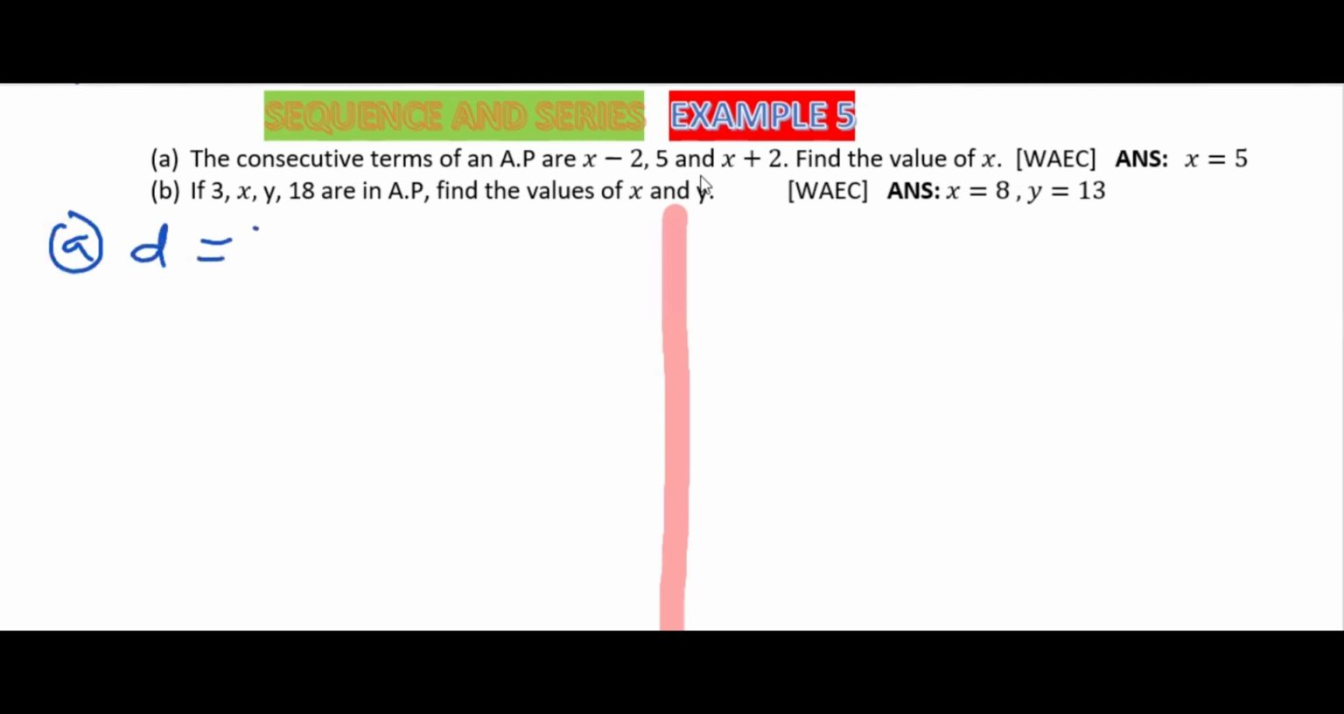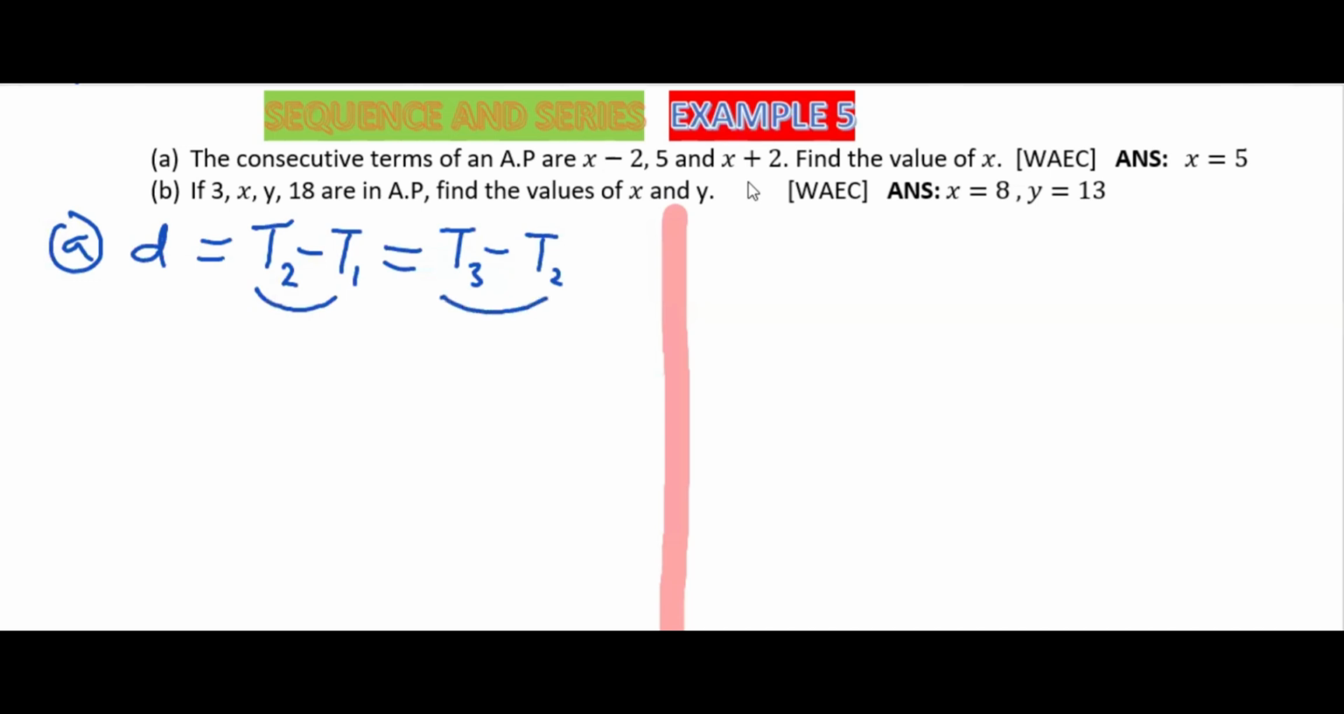Since we know that the common difference is obtained by subtracting the first term from the second term, that is T2 minus T1, which is the same thing as when you subtract the second term from the third term, that is T3 minus T2. Every consecutive terms that you subtract will give you what we call the common difference. If you say T10 minus T9, it will give you the common difference. So in this case, since our T1, the first term, is x minus 2, the second term is 5, and the third term is x plus 2, we can use the differences here. We can equate the differences.